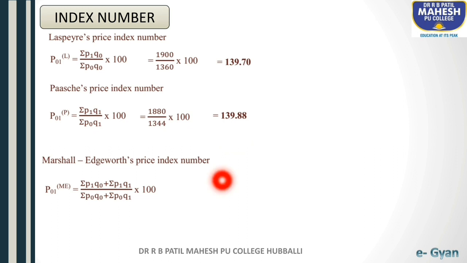Let us solve the third one, that is the Marshall Edgeworth price index number. The formula is summation P1 Q0 plus summation P1 Q1 divided by summation P0 Q0 plus summation P0 Q1 into 100. Now substitute the values: summation P1 Q0 total is 1900, summation P1 Q1 total is 1880, and summation P0 Q0 total is 1360 plus summation P0 Q1 total is 1344.